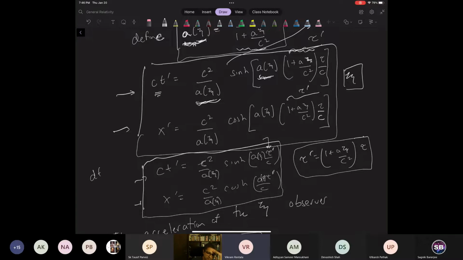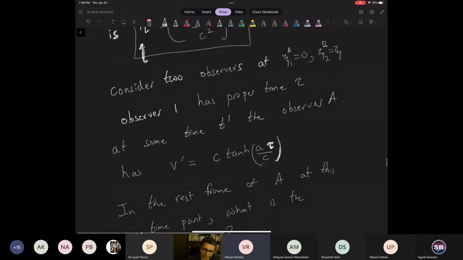The correct proper time is dt prime square minus dx prime square, and we'll see that this is equal to c squared d tau prime square. So for the xith observer, this is what you will find. Oh, okay, got it.